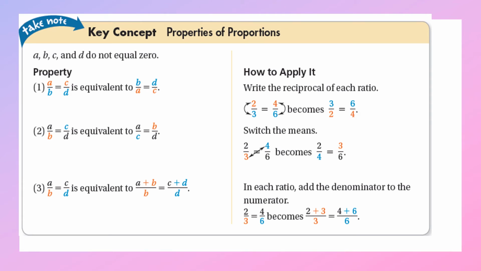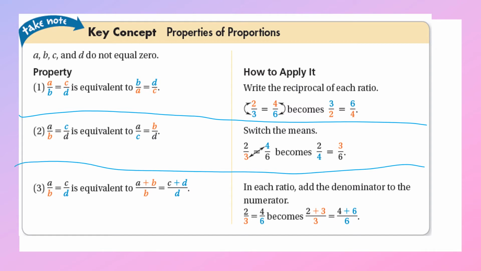Okay, so this is something that you definitely need to get written down on your paper or in your notes. So we have 3 different properties here. We have the property where we write the reciprocal of each ratio. So A over B equals C over D is equivalent to, which means equal to, B over A, we just flip the first fraction, equals D over C. We flip the second fraction. So again, how to apply it, you're writing the reciprocal of each ratio. Reciprocal is you're just flipping that fraction.